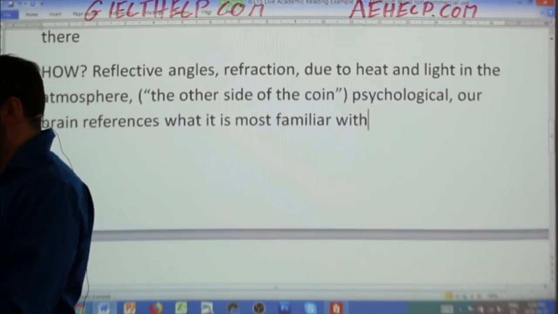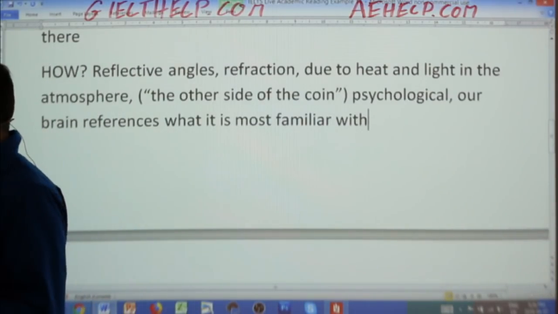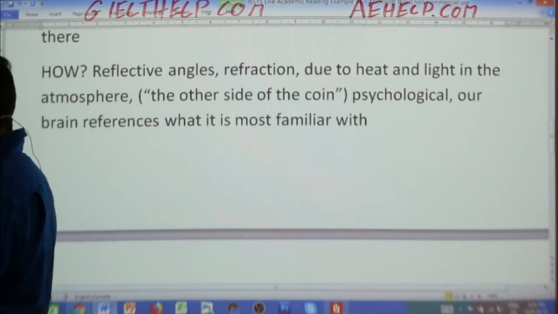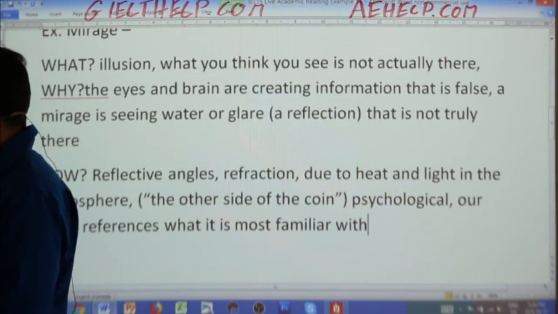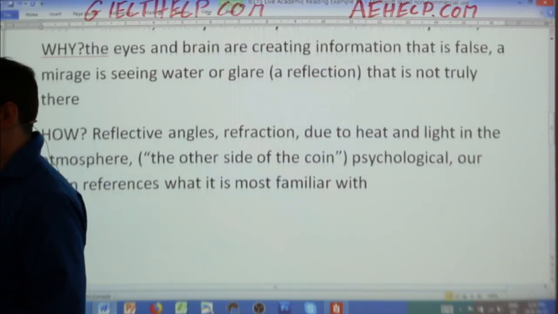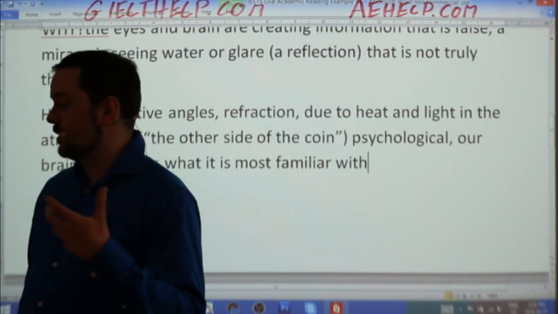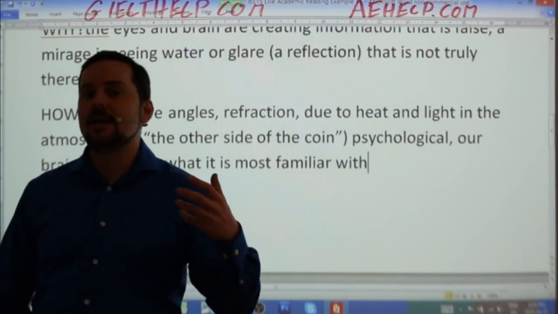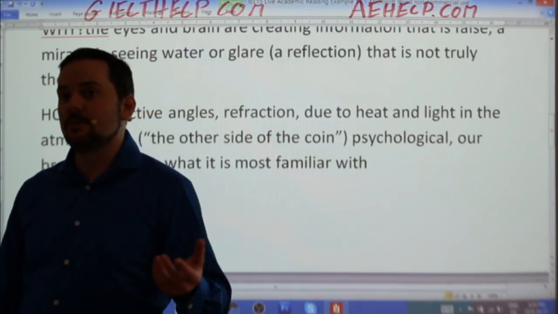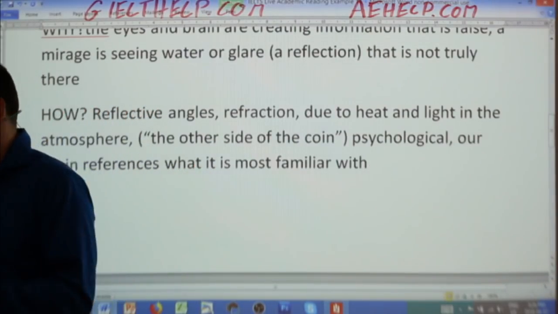All right, so now we have some good information about the title of the mirage. What is it? It's an illusion. Why is it? Because the eyes are creating information that's false. How does it work? Well, it's based on physics with heat and light and refractive angles, and of course our psychology. Our brain is seeing what it's most familiar with, which is water, okay?